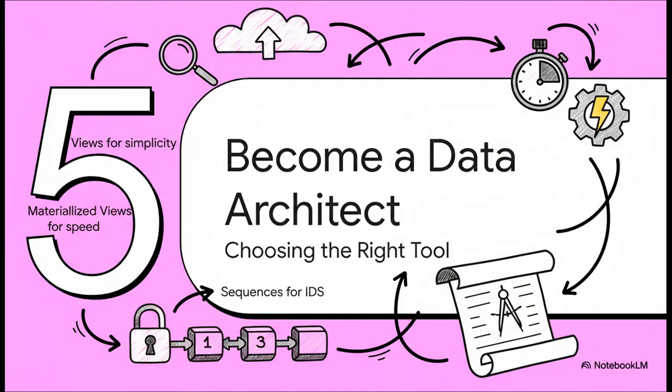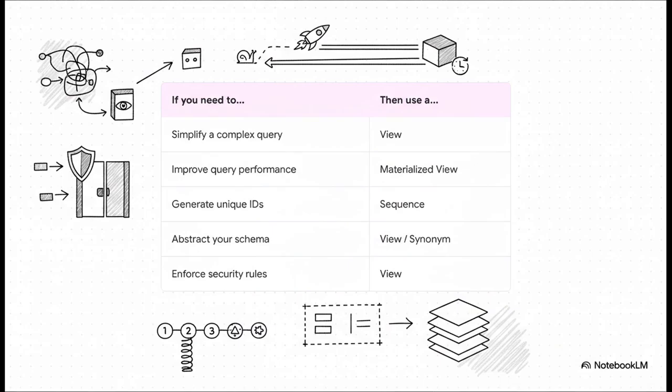Okay, so we've covered a lot. We've got views for making things simple, materialized views for making them fast, and sequences for giving them unique IDs. So now let's pull all this together and really start thinking like a data architect. And this is basically your cheat sheet, your practical go-to guide. When you're facing a problem, just come back to this. If you need to simplify that gnarly join for your team, you use a view. If you need to speed up a slow dashboard, use a materialized view. Need unique IDs that work across multiple tables? That's a job for a sequence. It's all about picking the right tool for the job.